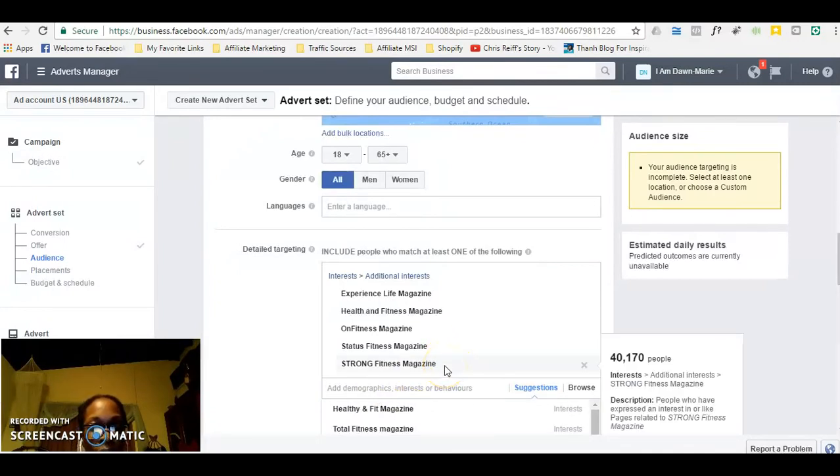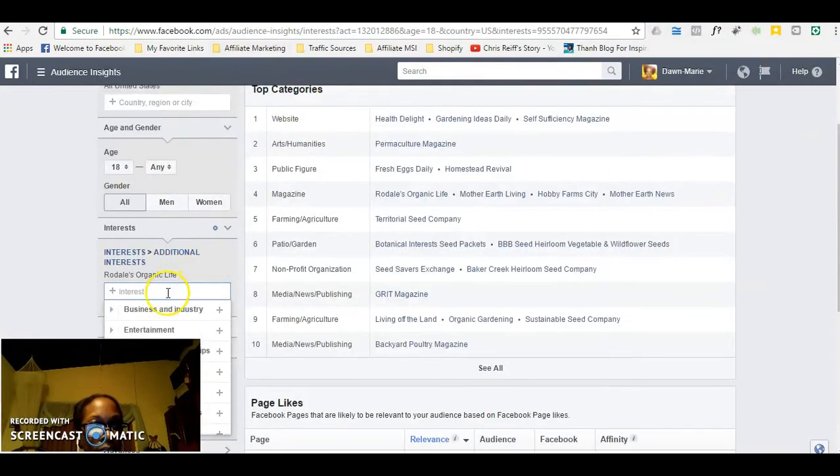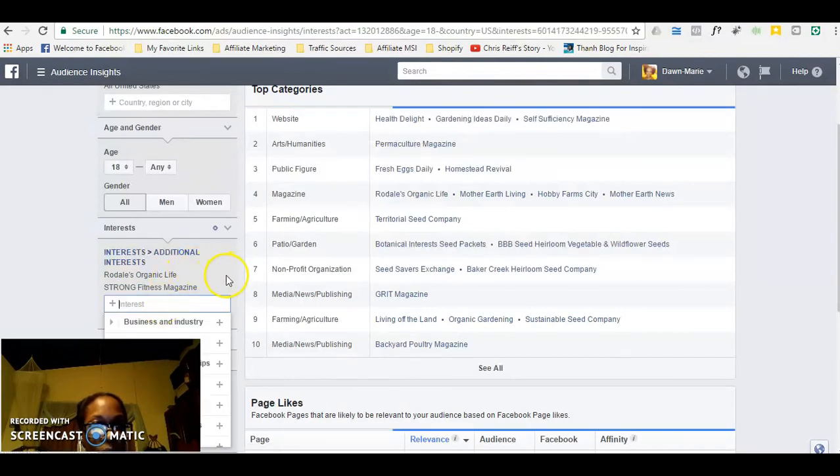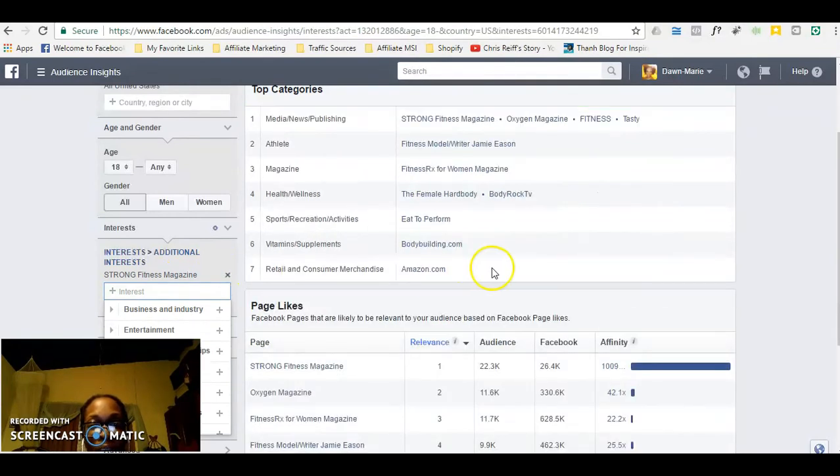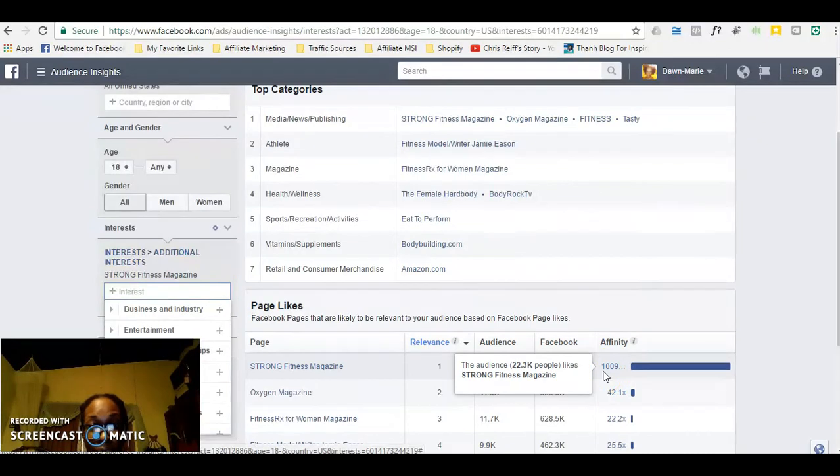So if, for example, we were then to go to Strong Fitness Magazine back in the audience insights, let's see what type of affinity this has. I'm just wanting to prove the point to you that Facebook usually gives you high affinity interests. Do you see how much affinity that is? That's over 1,000 affinity.